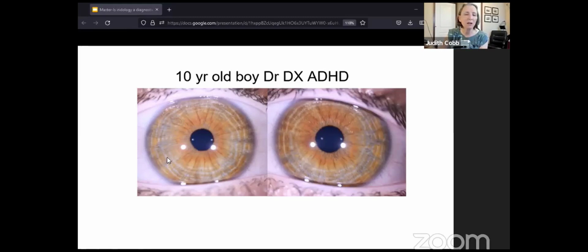This young man has a lot of these rings in his eyes. These are called contraction furrows. These do not mean he is under stress. This means that he tends to respond to stress more acutely. He internalizes his stress. All right. He also has lots of these radial furrows. When we put contraction furrows and radial furrows together, it tells us again that he internalizes his stress deeply.